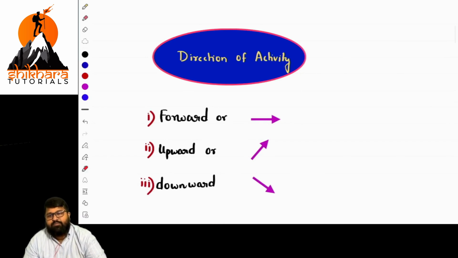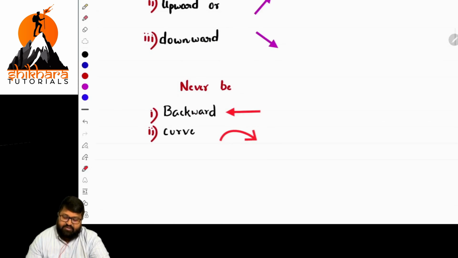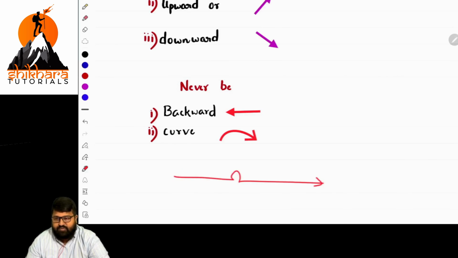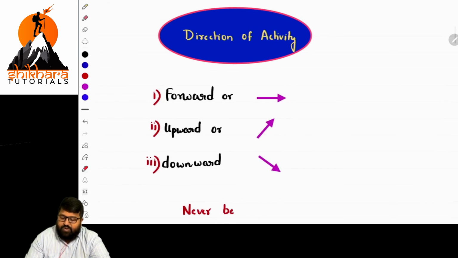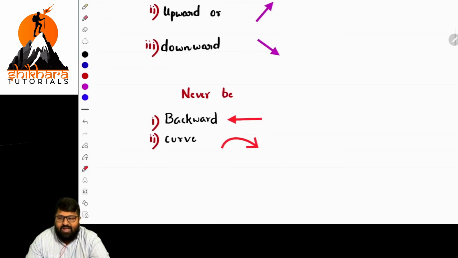So there is one more basic important thing regarding directions. The directions can be forward, upward, or downward, but never backward or curved. Basically, they will never use curves. There are some exceptions, but normally for your level, there are no curves and all. Okay, but there can be a loop like this. Okay, that we shall see. So what are the directions? Forward, upward, and downward, and never backward or curved.